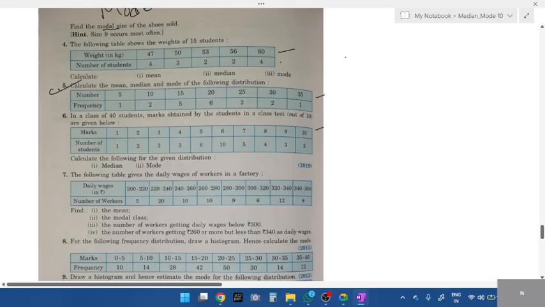Okay, the modal class, daily wage is 300. Find the mean. The number of workers getting daily wages of 250, 260 or more, less than 200.